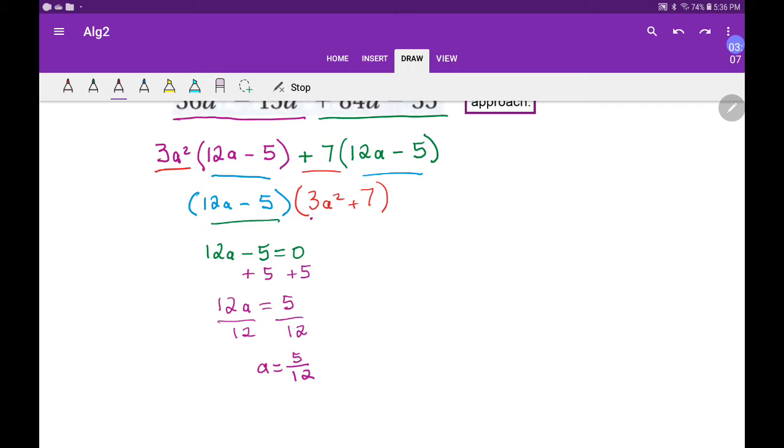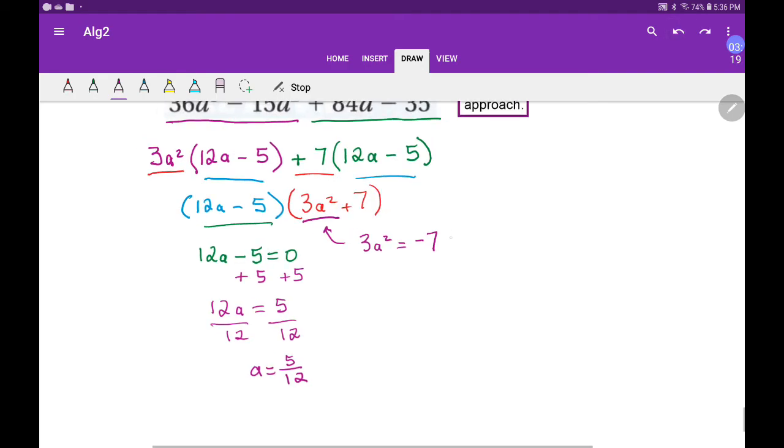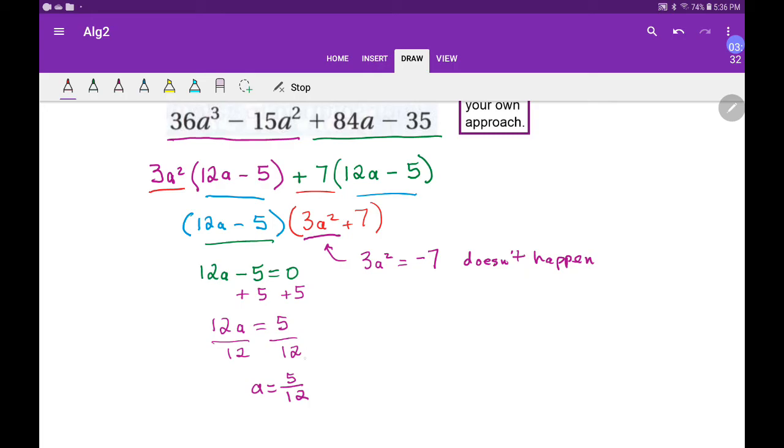And then how can I make that negative? Because I need it to be a negative 7. When does 3a squared equal negative 7? Because I need it to go with the positive 7, right? Well, this doesn't happen. Ever. I don't care what you put in there for a. That does not give me a root. So I get one root this time. There it is. There's my one.